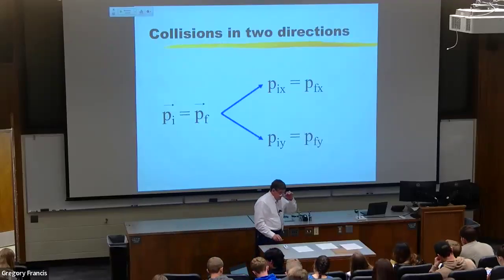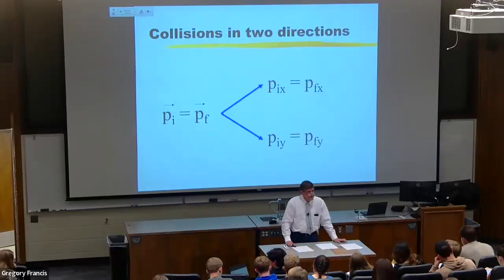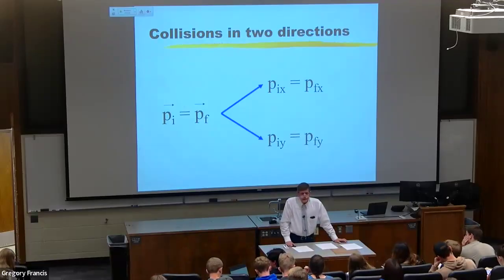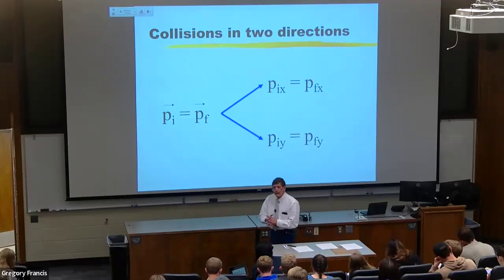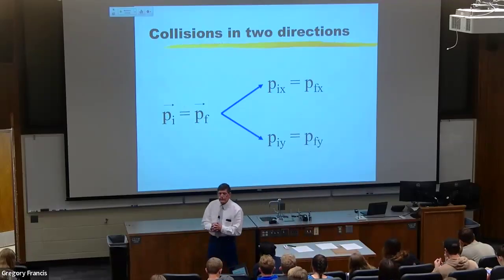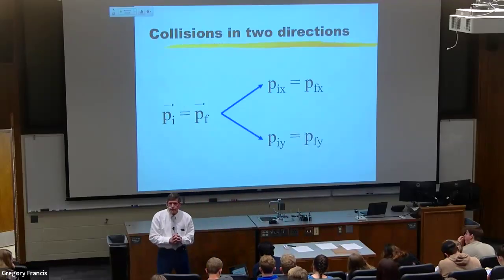Before we go any further, let me make the case that this is real world stuff. This is what they do on CSI: conserve momentum. Back in 1995, Timothy McVeigh blew up the Murrah Federal Building in Oklahoma City.